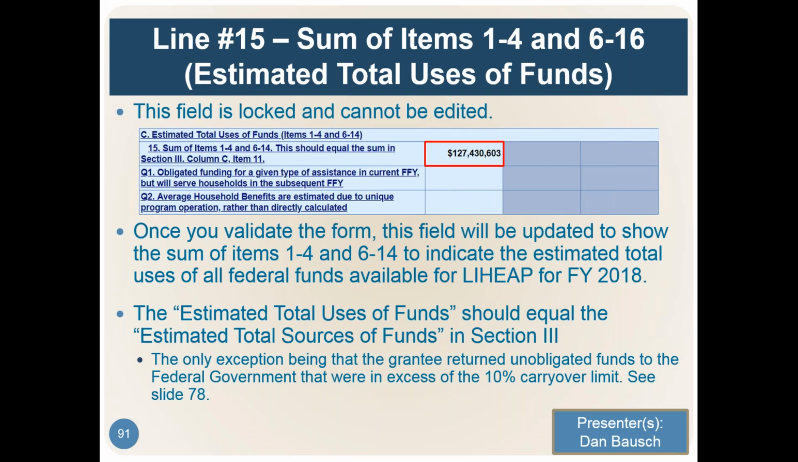And this is where that key check occurs to see if your total uses here that you report across heating and cooling and all the other lines we just reviewed matches the total sources of funds that you reported in Section 3. The only exception to this should be if you have a unique situation where there's unobligated funds that you're unable to carry over and need to return as reallotment funds.